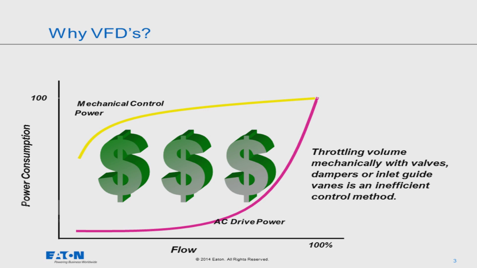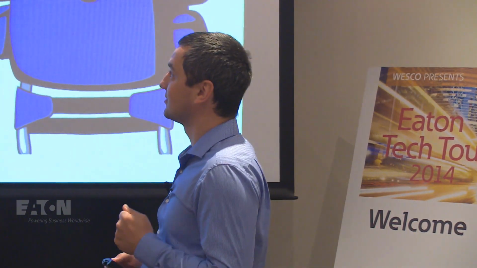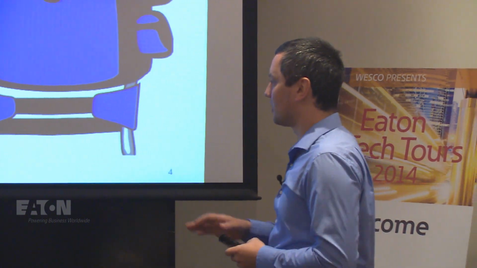Now, when we're trying to look at VFDs, we have to look at multiple things, okay? So we came up with an acronym that illustrates a little bit what we have to look at when we're trying to pick a VFD for a certain application, okay? And we're calling that BACPAC. It's easy to remember. B, basic AC motor and drive theory design.